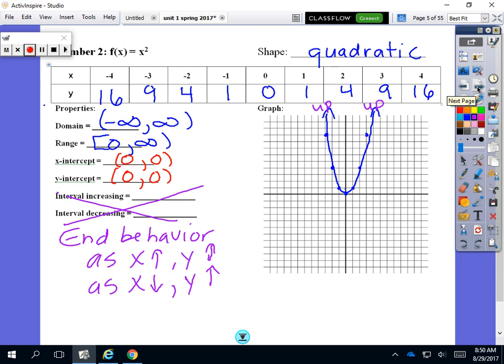So the difference between the quadratic and the linear, let's see. Same intercepts, same domain, different range, because we have a minimum value. The graph stops decreasing here, goes back up, and it never decreases again. So we have a lowest y value at 0, so our range is 0 to infinity. And for end behavior, I'm going upward on both ends. So as my x's increase, the y's increase, and as x decreases, the y's increase. Whereas with a linear, you had your end behavior down. As x decreases, y decreases, and as x increases, y increases.